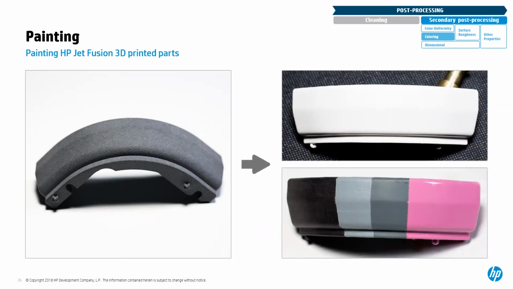So the paint can be applied to the Multi Jet Fusion parts using various methods. Depending on the final part quality requirements, it is possible to directly paint the raw part, or we could first apply a primer, as you can see on this part over here, and use manual sanding in order to achieve a smoother surface finish when the paint is applied on top.